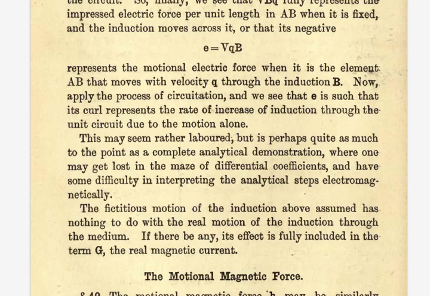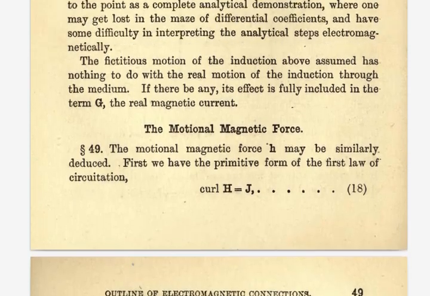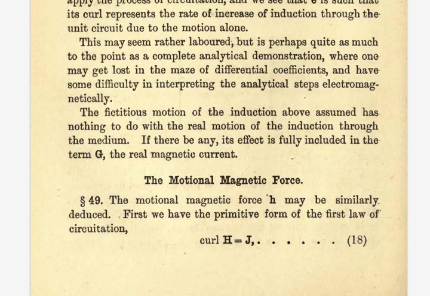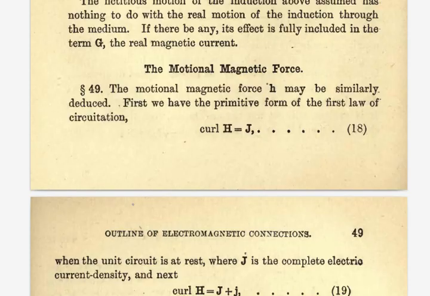This may seem rather labored, but is perhaps quite as much to the point as a complete analytical demonstration, where one may get lost in the maze of differential coefficients, and have some difficulty in interpreting the analytical steps electromagnetically. The fictitious motion of the induction above assumed has nothing to do with the real motion of the induction through the medium. If there be any, its effect is fully included in the term G, the real magnetic current. The motional magnetic force. 49.